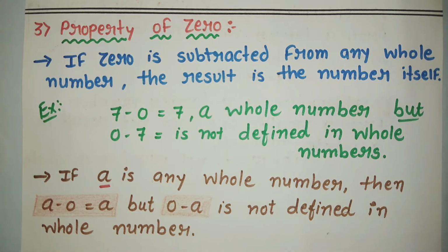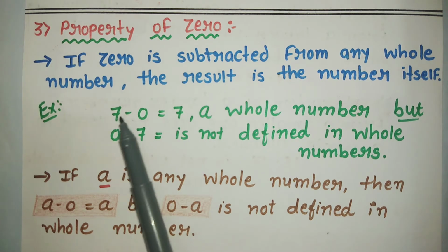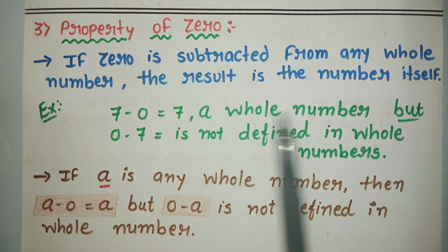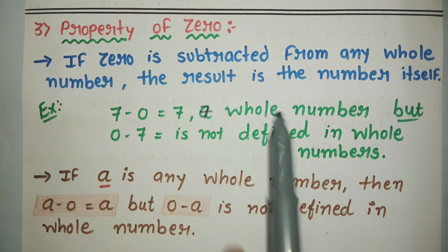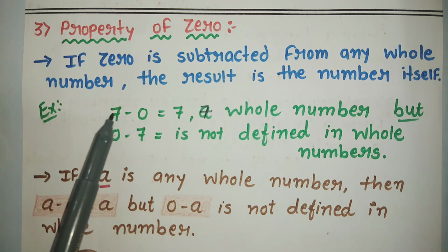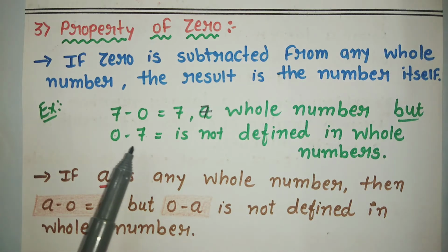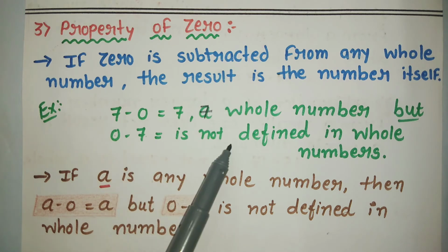Obviously, if I add 0 to any number, my answer is the same. If I subtract 0 from any number, my answer is the same. So 7 minus 0 equal to 7, a whole number. But 0 minus 7, if I interchange the order, is not defined in whole numbers. Yes, I told you earlier also, smaller number minus bigger number is defined in the integers. So it is not a whole number.